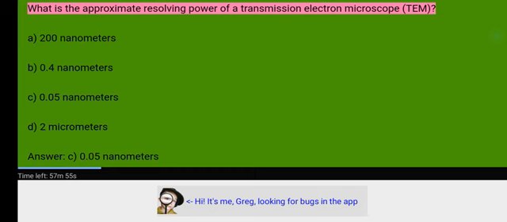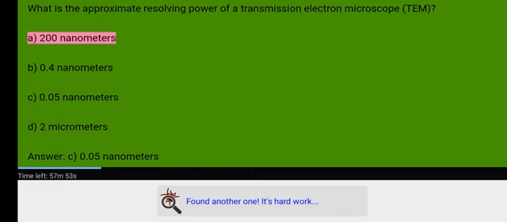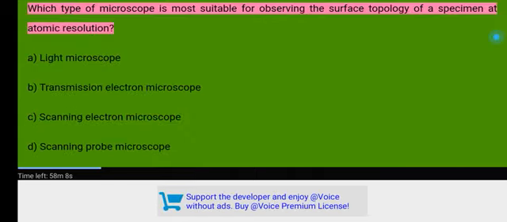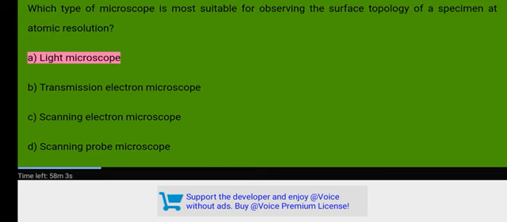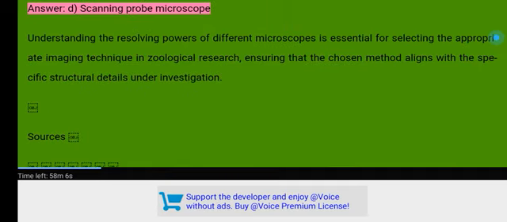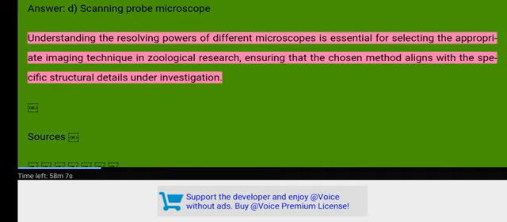What is the approximate resolving power of a transmission electron microscope (TEM)? A. 200 nanometers. B. 0.4 nanometers. C. 0.05 nanometers. D. 2 micrometers. Answer, C. 0.05 nanometers. Which type of microscope is most suitable for observing the surface topology of a specimen at atomic resolution? A. Light microscope. B. Transmission electron microscope. C. Scanning electron microscope. D. Scanning probe microscope. Answer, D. Scanning probe microscope.